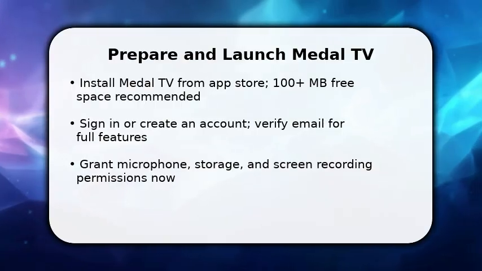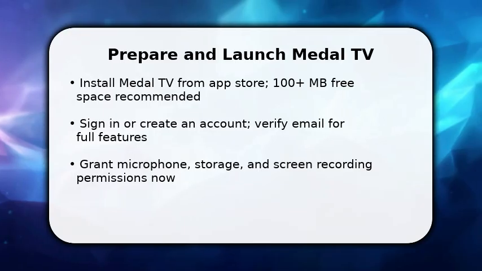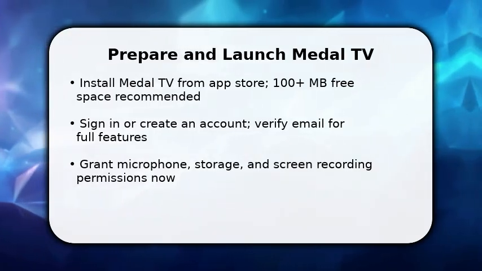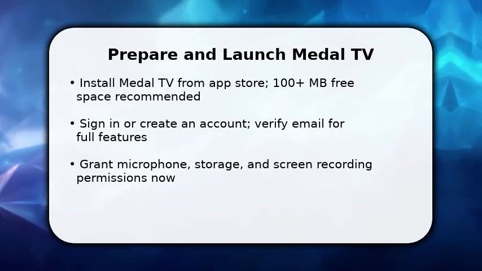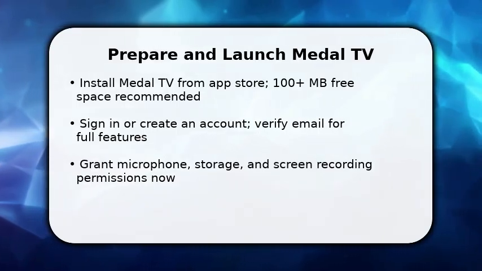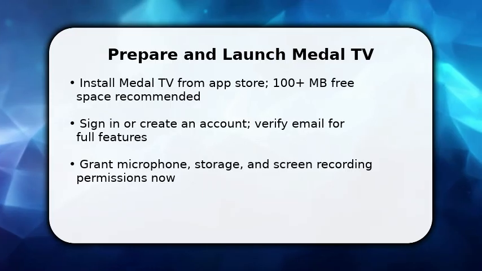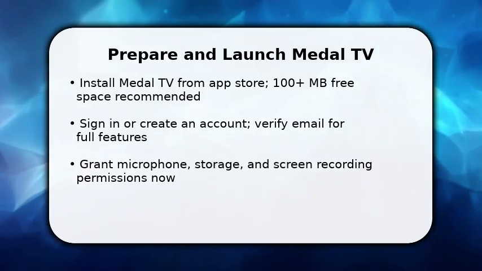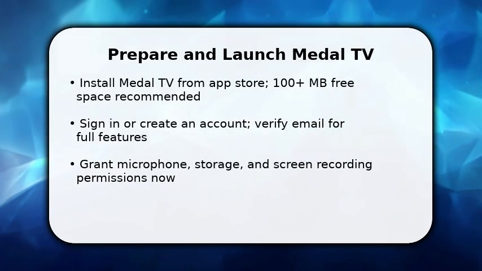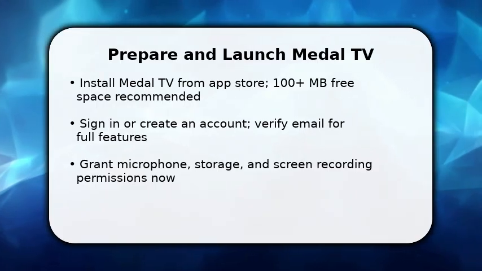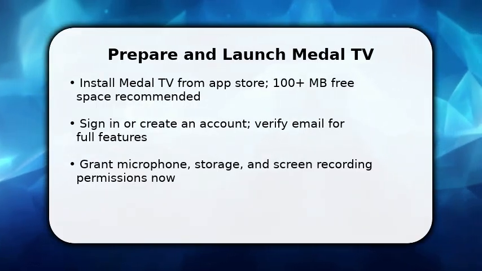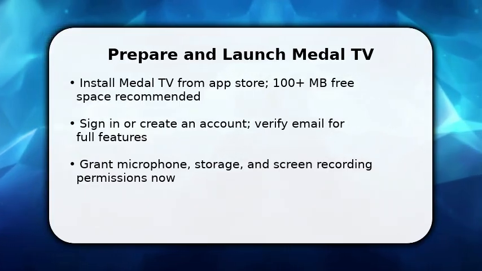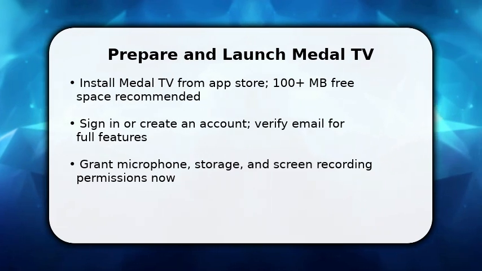You'll start by getting Medal TV installed and allowed to record. Open your App Store, download Medal TV, and sign in or create an account so clips sync. Grant storage, microphone, and screen record permissions when prompted. Without them, recording will fail. Once done, set your preferred recording quality in settings. Higher bitrate means larger files. Make sure battery-saving modes are off so captures aren't interrupted. This first step gets your device ready to actually record gameplay.